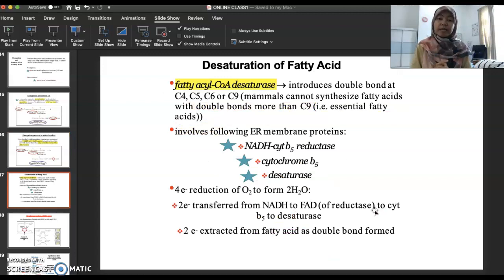Whereas for the desaturation of fatty acid, students, the enzyme that is really crucial here is fatty acyl-CoA desaturase. So here the name already indicates the process, desaturase, desaturation. Here there will be insertion or introduction of a double bond at carbon number 4, 5, 6 or 9. And this process involves 3 types of ER membrane protein, which are NADH cytochrome b5 reductase, cytochrome b5, and also desaturase. In this process there is also a mechanism you can see, which is the movement of electrons to produce water molecules, and the movement occurs between each ER membrane protein involved.